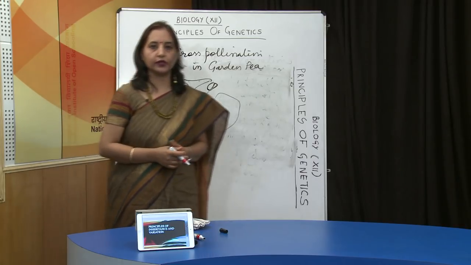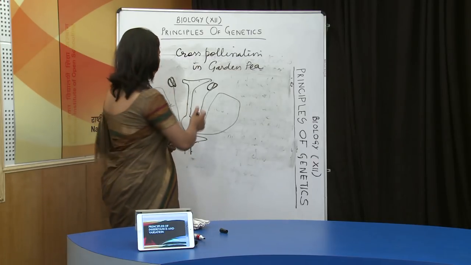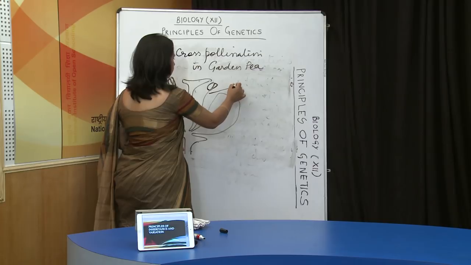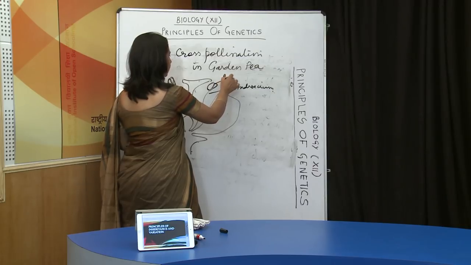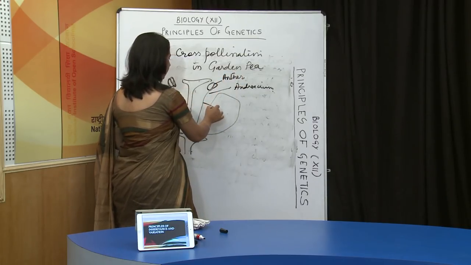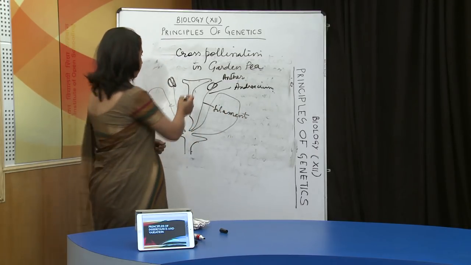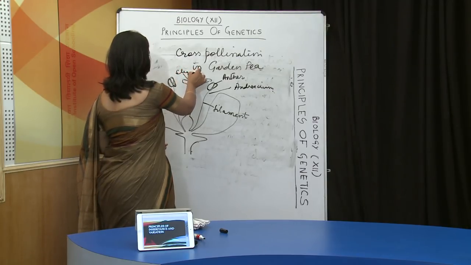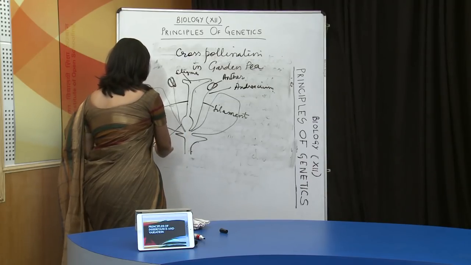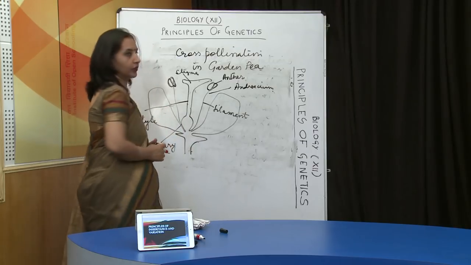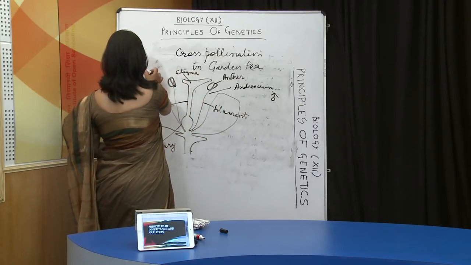You all are familiar with the structure of a flower that you have read in lower classes, whereas we know that the male part is called androecium, which consists of anther and filament, wherein the female part is gynoecium, consisting of stigma, style and ovary. So this is the male part, wherein gynoecium is the female part.